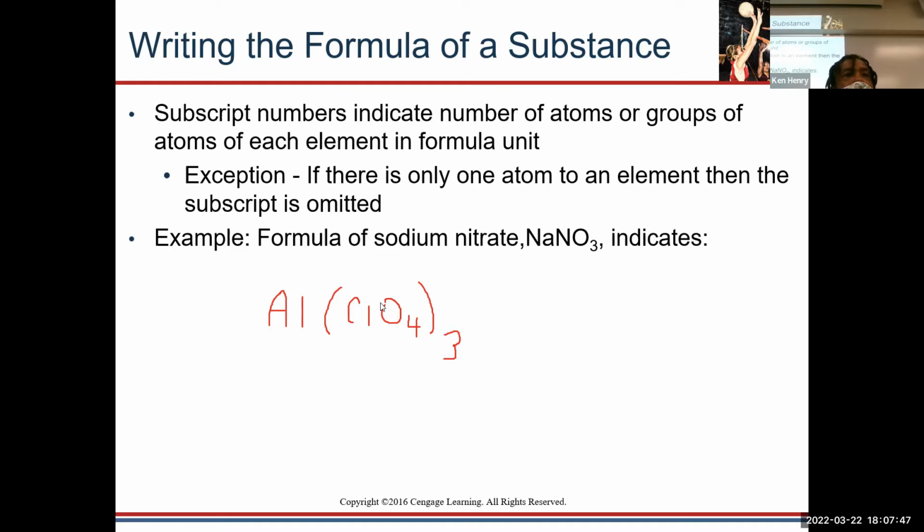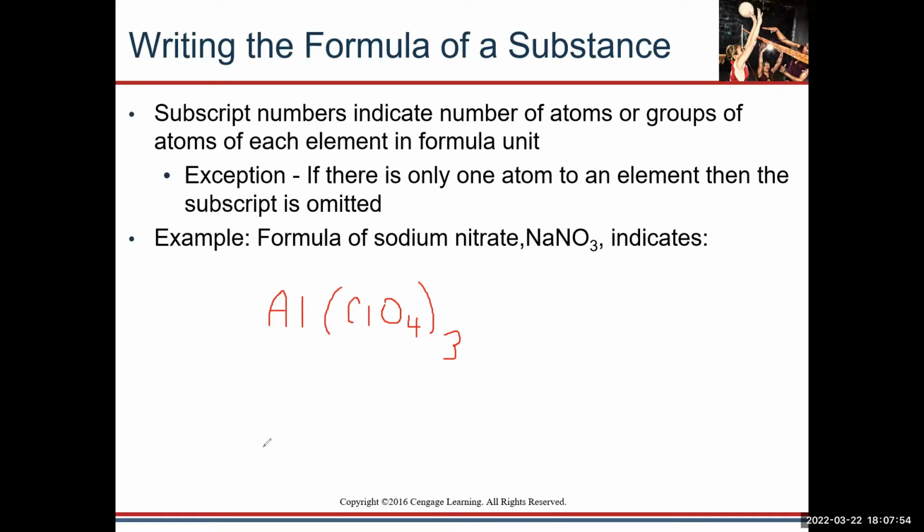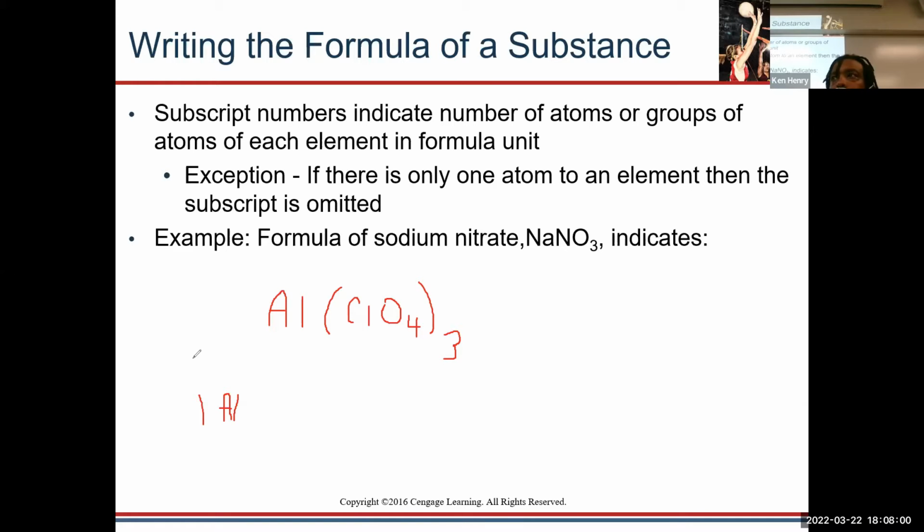So if we are trying to get a tally of all of the elements, how many aluminum do we have here? 1. So we'd have 1 aluminum. How many chlorines do we have? 3 chlorines.